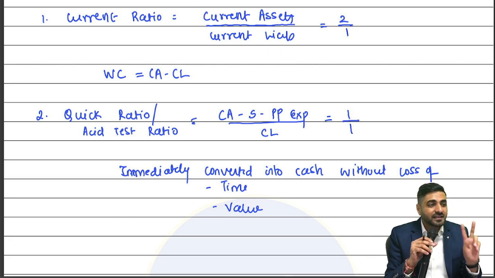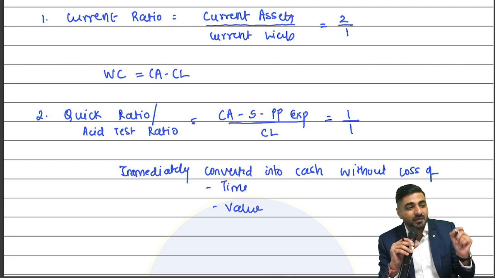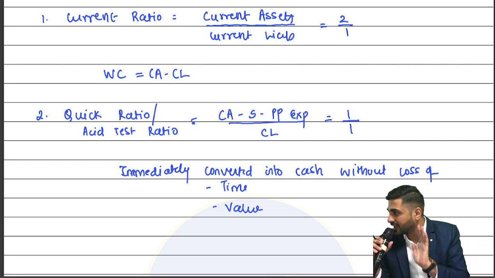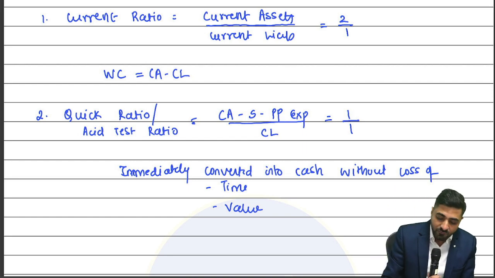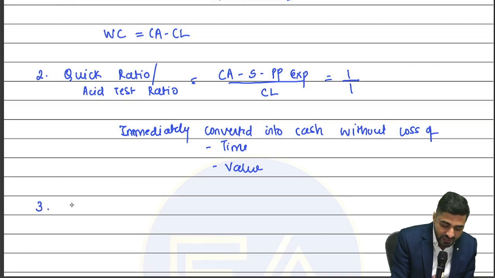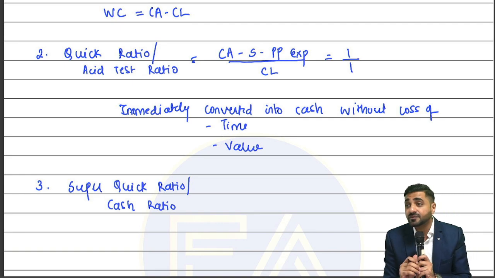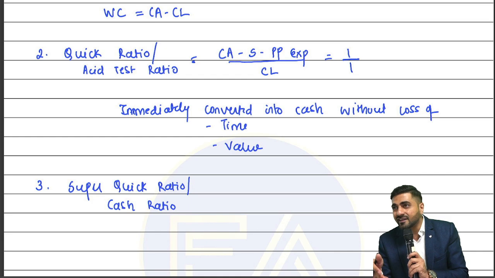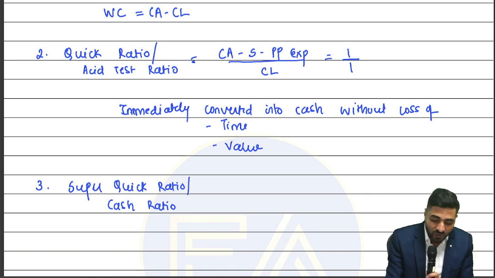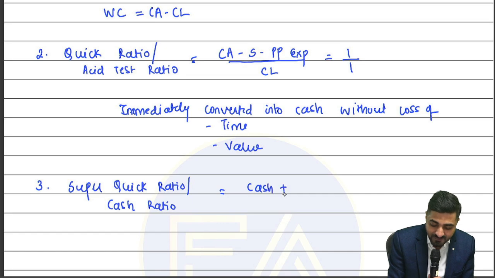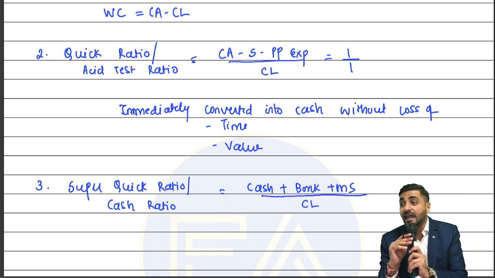So that's why we have the second ratio, which is the quick ratio. And that is nothing but current assets minus stock minus prepaid, upon current liabilities. Then we have one more ratio related to this, which is called the super quick ratio. And guys, this super quick ratio is also called the cash ratio. It was asked in the last attempt only. And cash ratio deals with cash plus bank or marketable securities, divided by current liabilities.